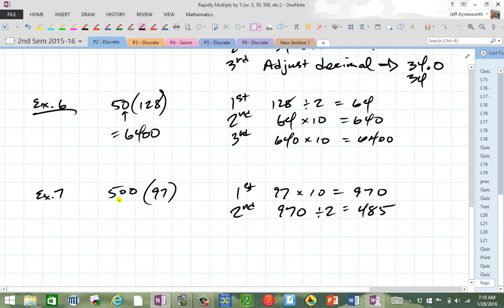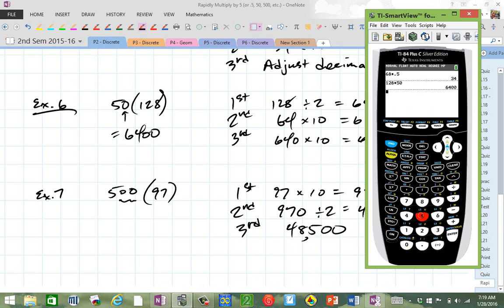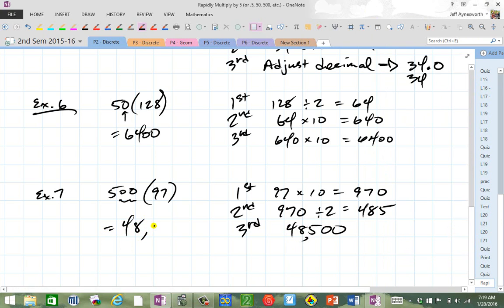All right, and then you have to adjust the decimal right here. Okay, there are two zeros. So third, adjust the decimal again. So the answer is 48,500. And then you check it. So let's do that. 500 times 97. Okay, 48,500. There you go. That's another way you can multiply by either 5, 50, or 500, or 0.5, 0.05, or 0.005. It doesn't really matter. Two steps, either divide by 2 and multiply by 10, or times 10 divided by 2, and then adjust the decimal.